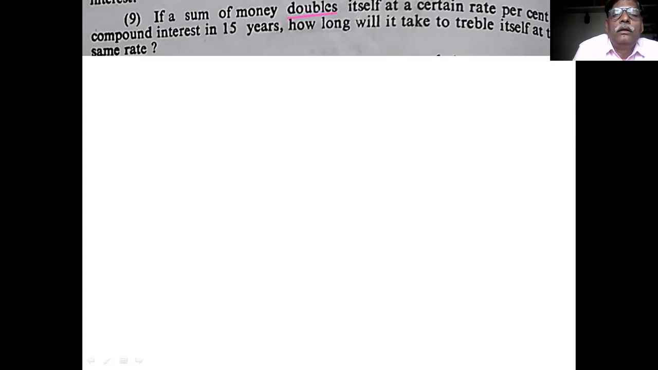Money will double. Double means 100 rupees becomes 200 at a certain rate. I don't know the rate of interest. At a certain rate of interest, and the period required is 15 years. In 15 years, it will double. So in this problem, you have to consider 100 as the principal, and N value take 15 years, and the rate is not given in the problem. You calculate the rate.